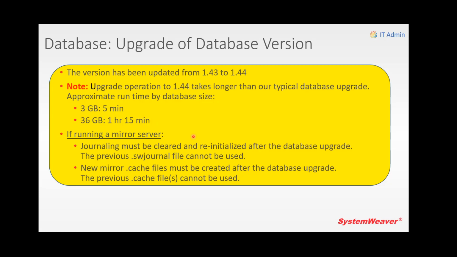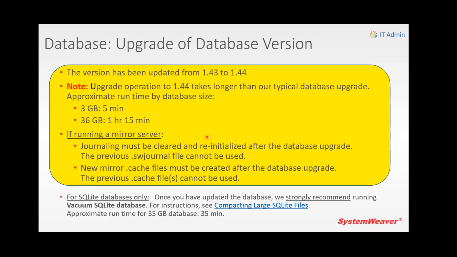If you're running a mirror server, you're also going to need to clear the journal file and create a new one after you've done the database upgrade. And you'll also need to create new cache files for each mirror server once you've done the database upgrade. Those old files will not work.